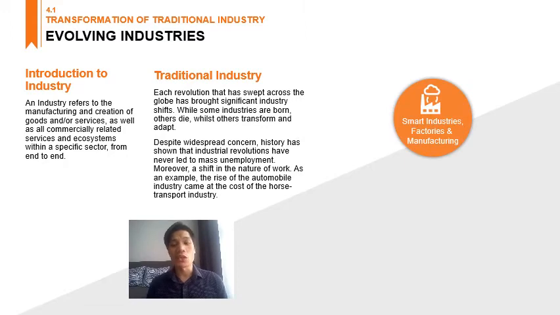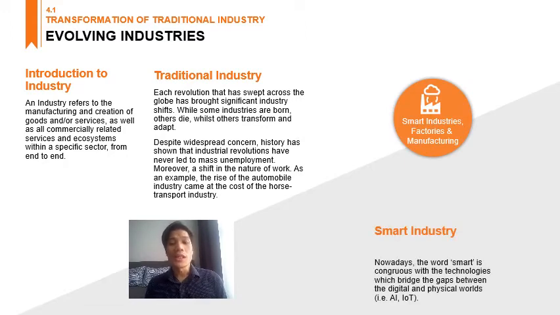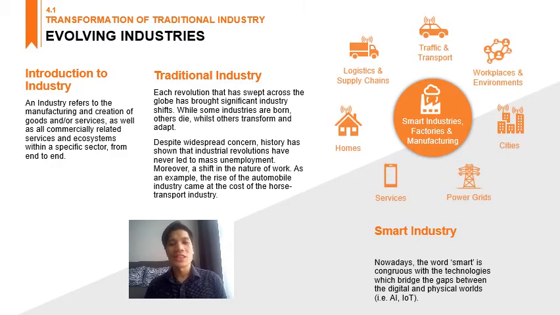Then came the smart industries, or the factories and manufacturing. This is traditionally known as the post-third revolution. The use of smart generally relates to the use of technologies and data to enable connectivity or drive efficiencies, for example, automation, analysis and maintenance. Today, the word smart is congruous with the technologies which bridge the gaps between the digital and physical worlds, i.e. artificial intelligence and Internet of Things. So these are just some of the new things that smart industries have had an effect on today's industry.